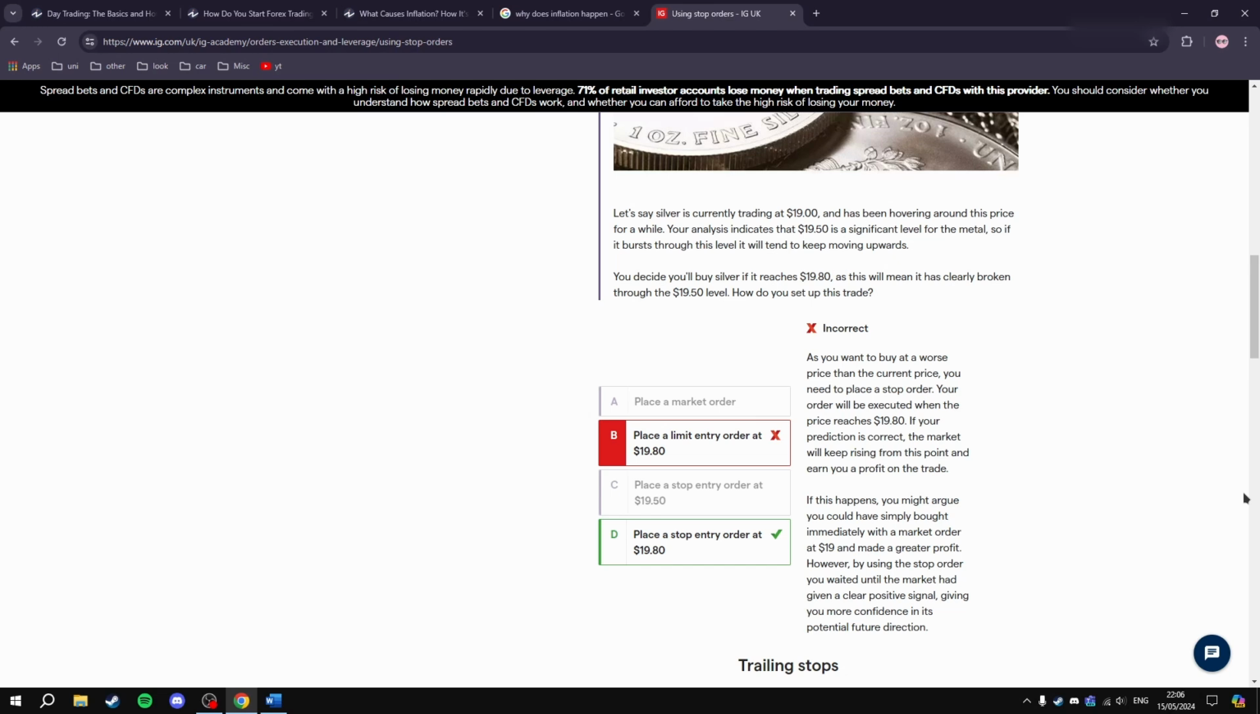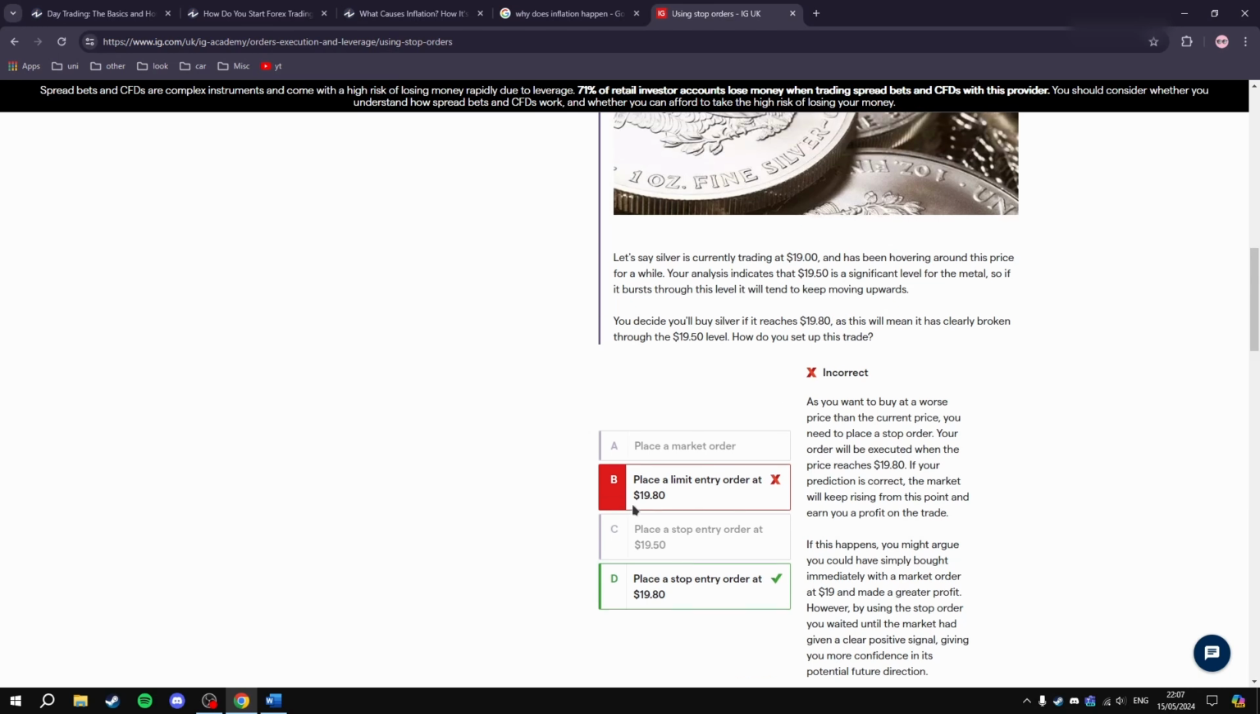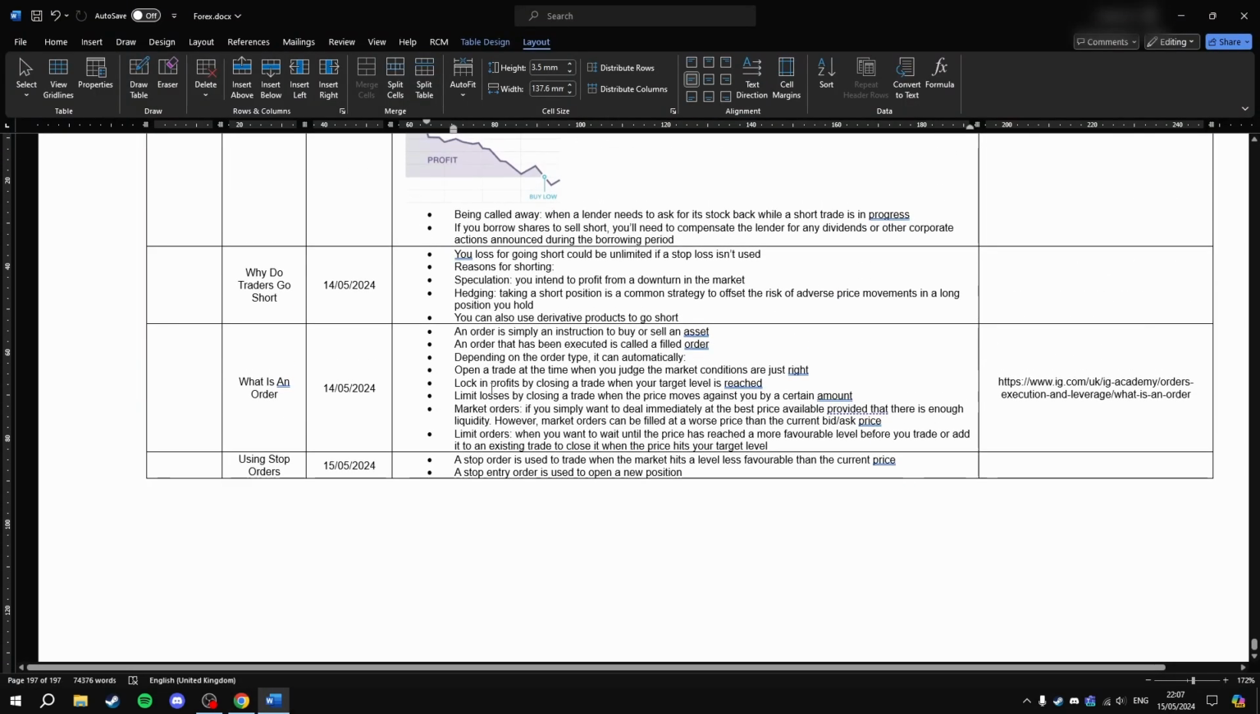As you want to buy at a worse price than the current price. So 19.8 is worse than 19. Okay. Limit entry. What's a limit entry order then? Limit orders, when you want to wait until the price has reached a more favourable level before you trade.